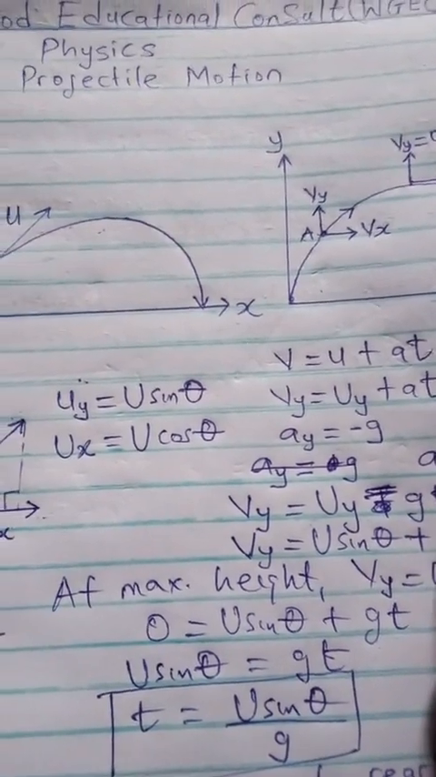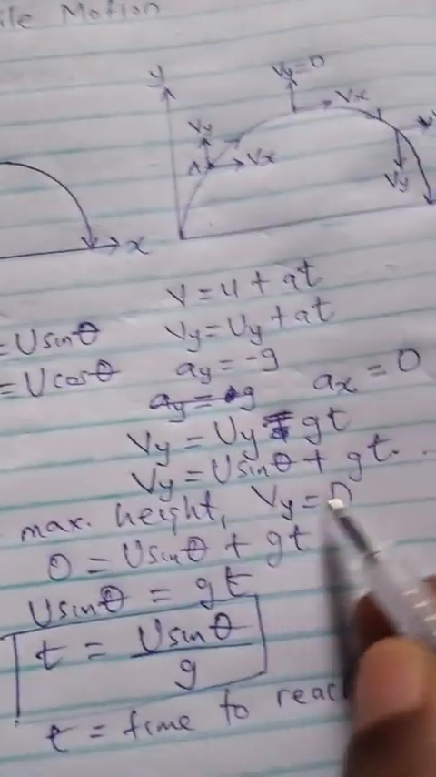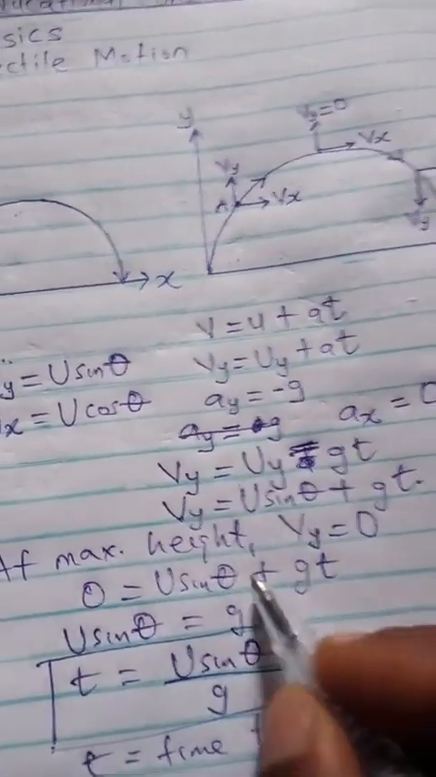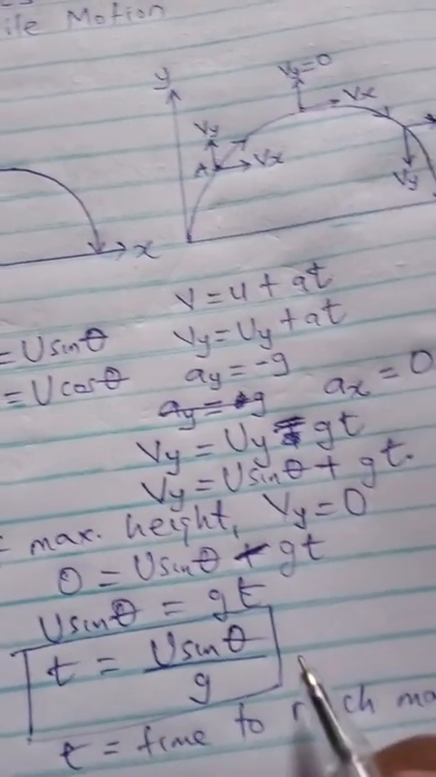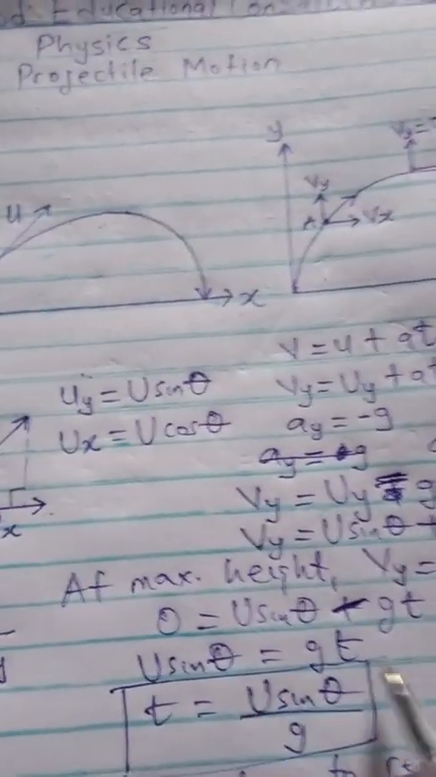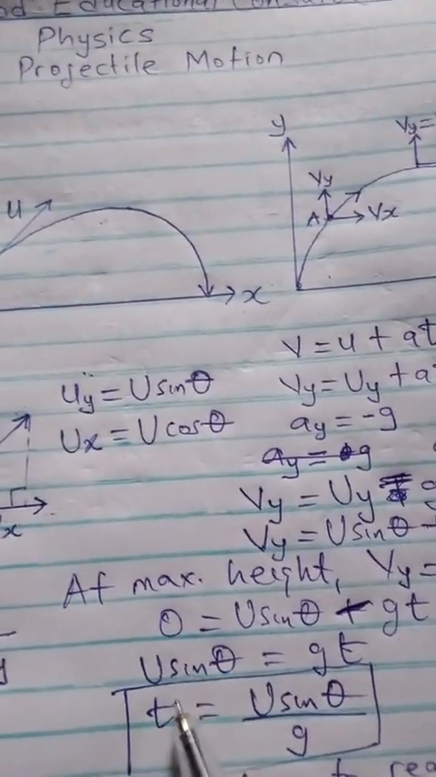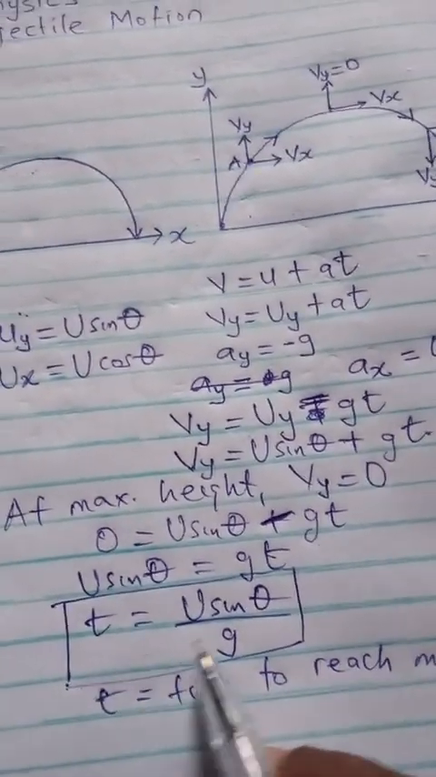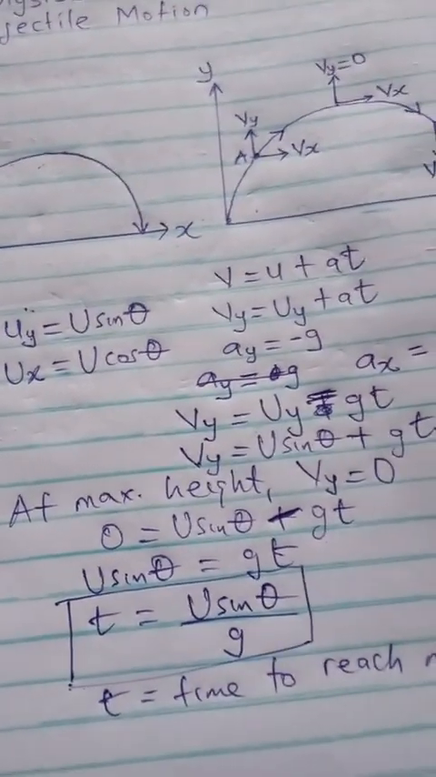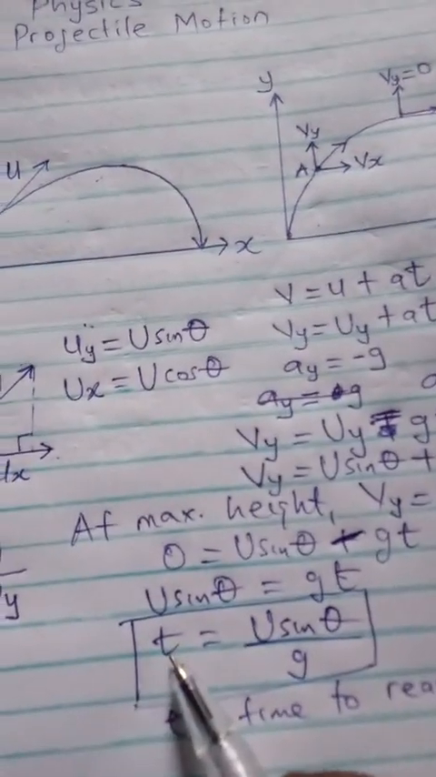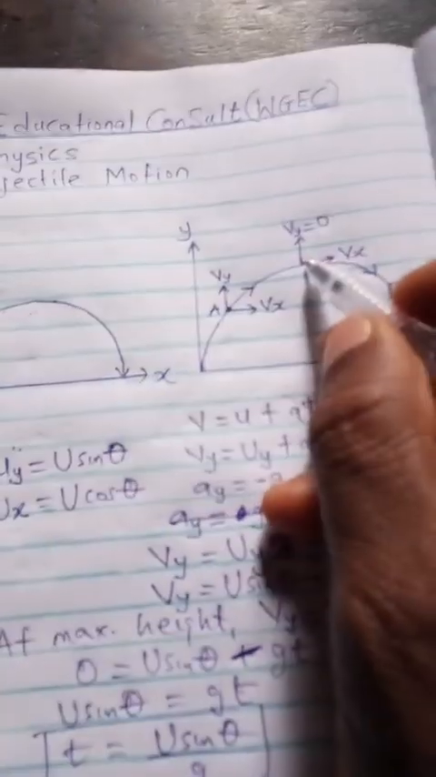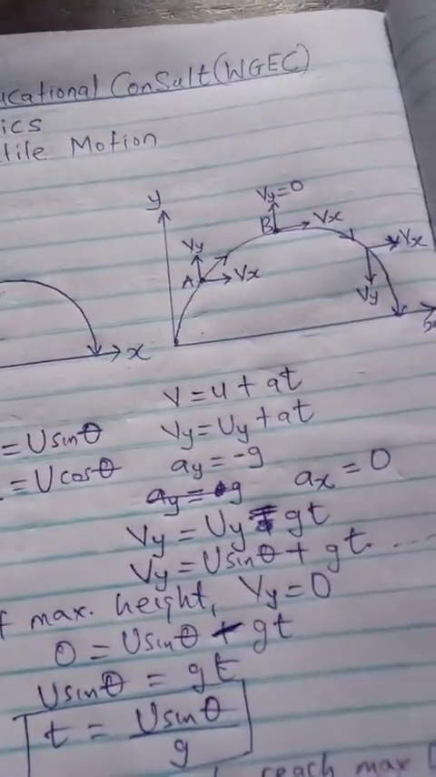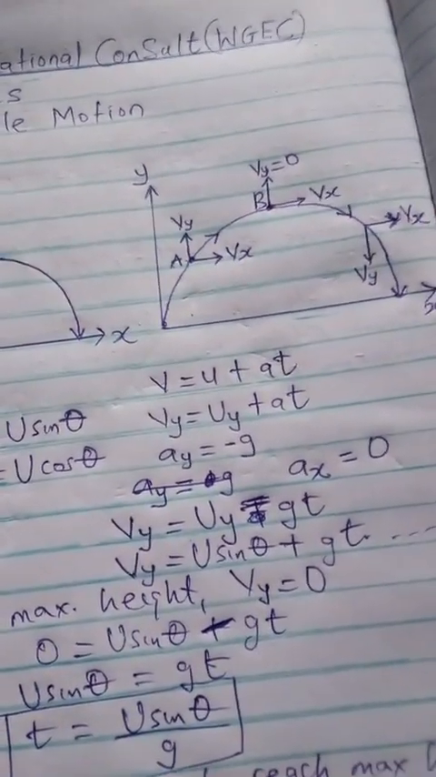Then in that case, we can say that at maximum height vy is equal to 0. Then we can say 0 is equal to u sin theta minus gt. And if you now move to that side, you can see that u sin theta is equal to gt, and t is equal to u sin theta over g, where this time represents the time for the projectile to reach maximum height, to reach point B, which is the maximum height.